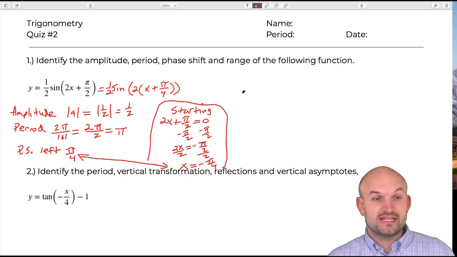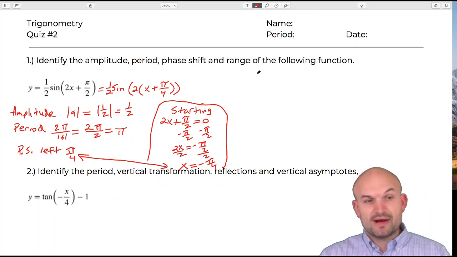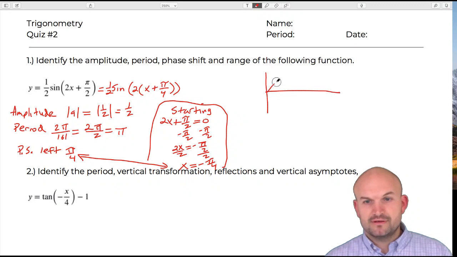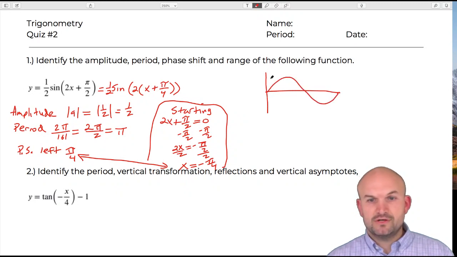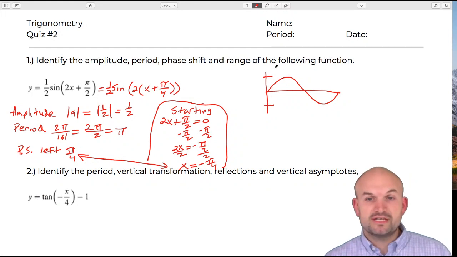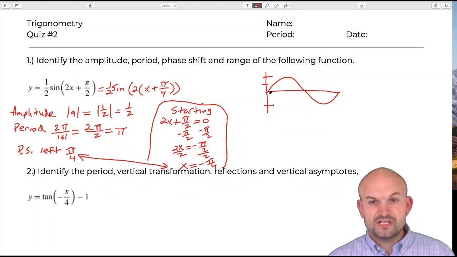So the range, we've got to understand the vertical transformations. Well, again, this graph, the sine graph, the initial period of the sine graph looks like that. Goes up to 1 and -1. So if we are going to be vertically compressing the graph, then it's just going to go as high as 1/2 and as low as -1/2. So the intercepts don't change.